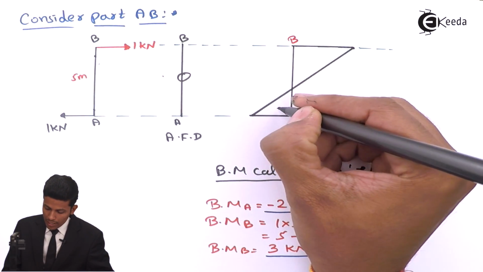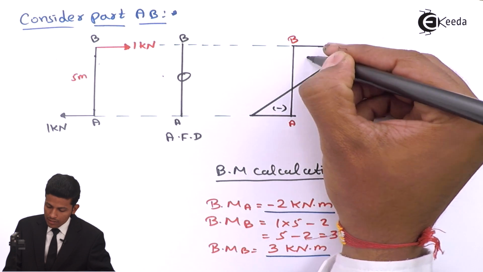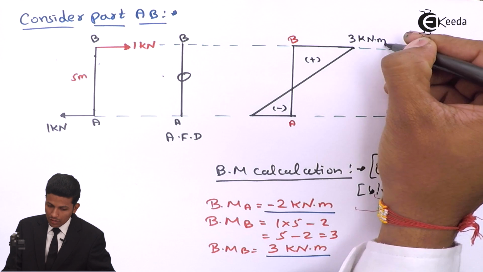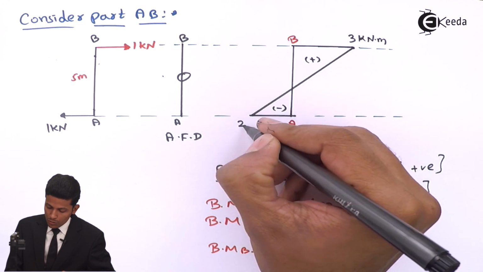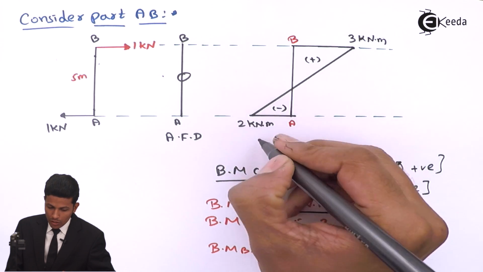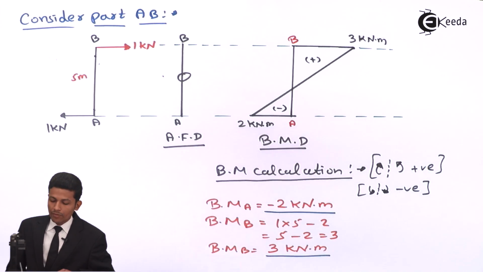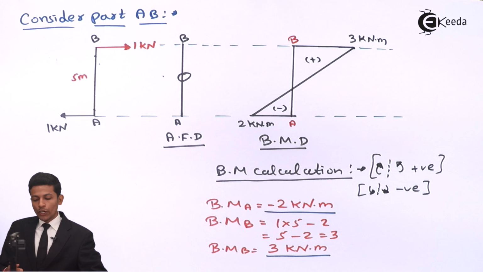Okay, now this is minus, this one is plus, this is 3 kilonewton meter, and this one is 2 kilonewton meter. Now this is done with this bending moment diagram over here. Okay, now let's move on to the second part.